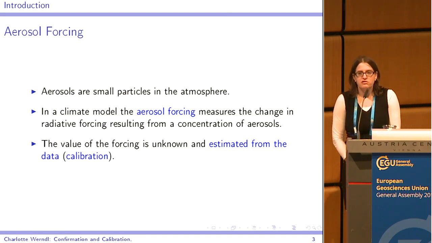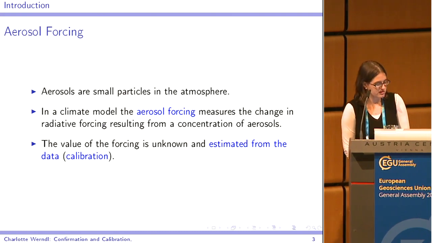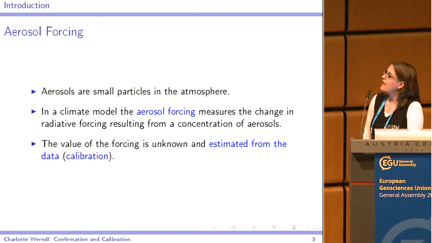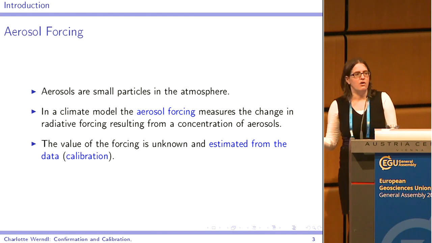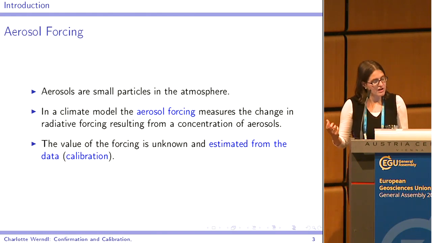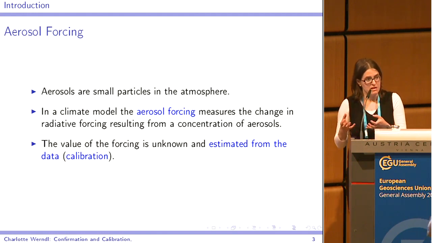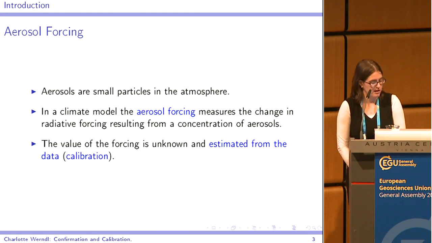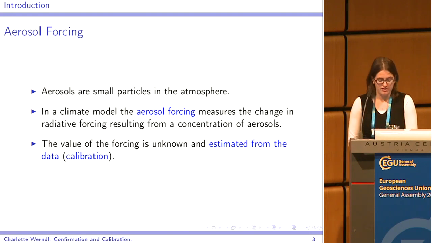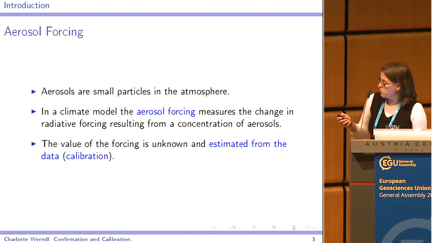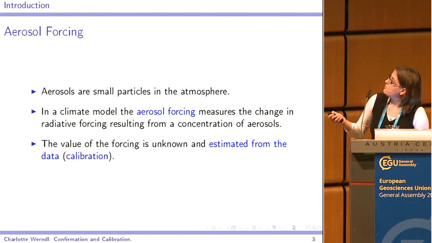The example is the aerosol forcing, very familiar to all of you, of course. These are small particles in the atmosphere. And let's suppose now that we have a climate model where the aerosol forcing is a free parameter which you have to estimate, and it measures the change in radiative forcing resulting from a certain concentration of aerosols. And as I said, important now is that you have this step of estimation.